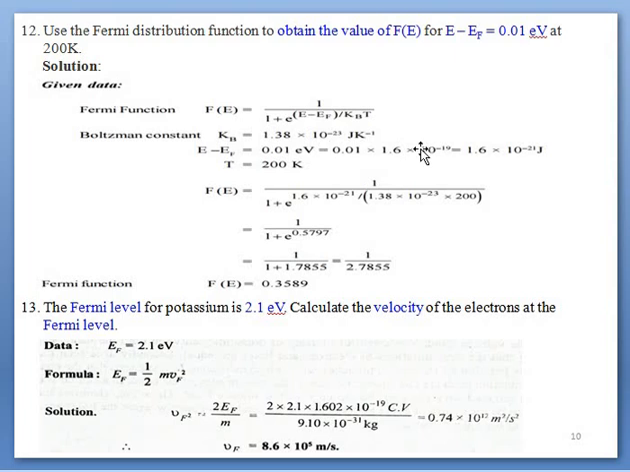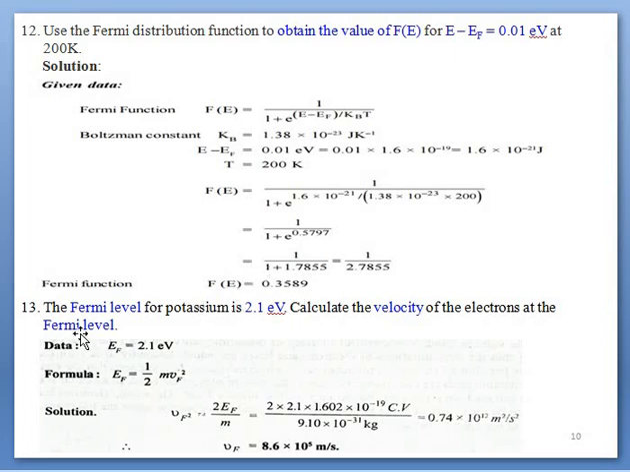With the help of this we obtain E minus Ef, which was 0.01 electron volt, now equal to this one. So the numerator is also in terms of joule, so joule will be cancelled. And after simplification we have this one.